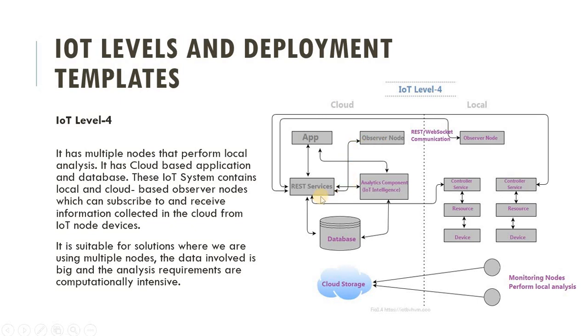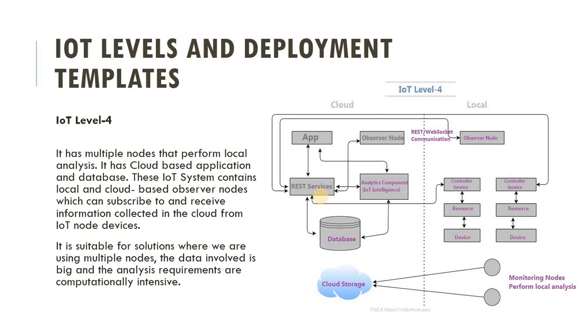So it means that the observer node observes the web service, or how the data will be transferred from one device to another device. It has multiple nodes that perform the local analysis. Here the analysis is not done at the cloud. The analysis is done locally. So it has a cloud-based application and database.